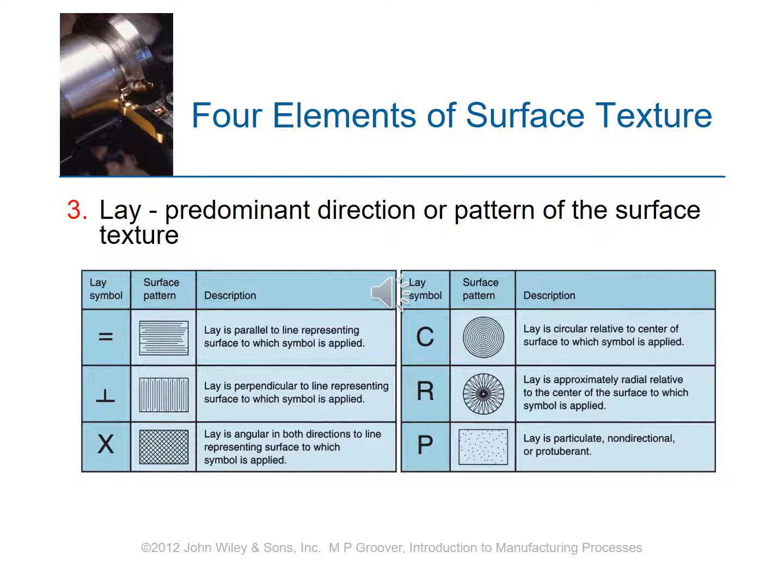Now the third element is lay, and again, they actually have little symbols for these things, right? And it's how you make the process, right? And it looks like it's pretty much self-explanatory. I'll just let you look at this. And while you're looking at it, think about how you might make a surface texture like that. Get that type of lay.